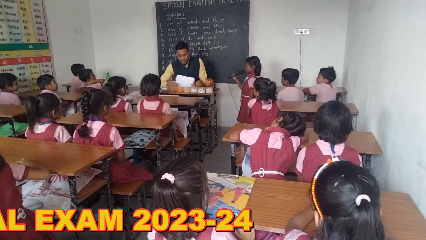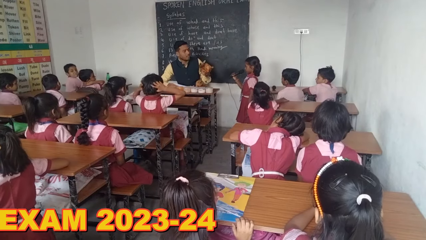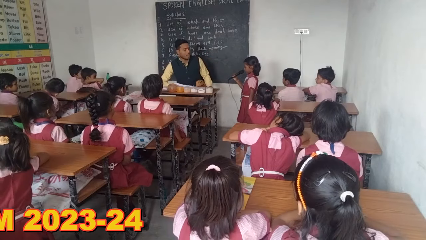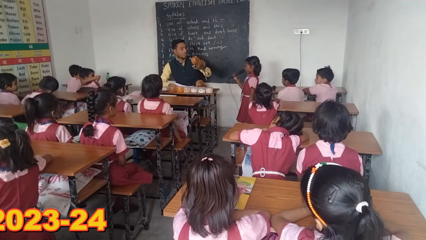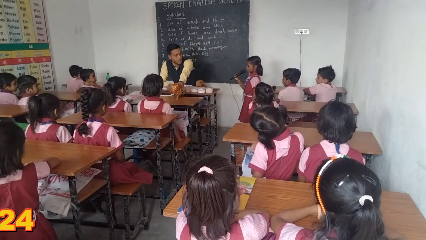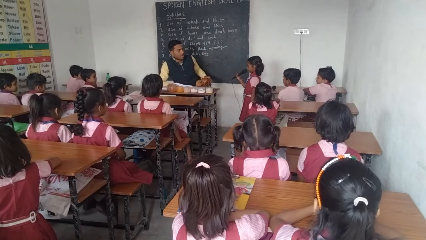Very good. And what is this, Riddhi? This is a tiger. How many tigers here? There is one tiger. Where is the tiger? Under the table. Where is the tiger? Over the table. Where is the tiger? Beside the table. Very good. Where is the tiger? Under the table. Where is the tiger? Behind the table.